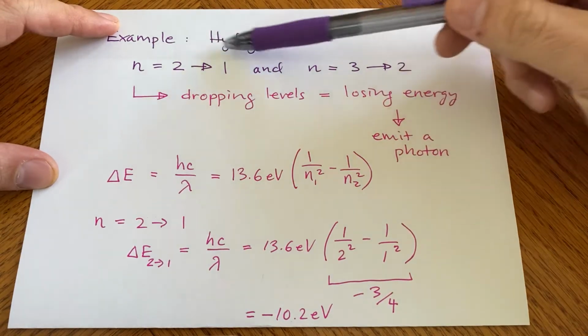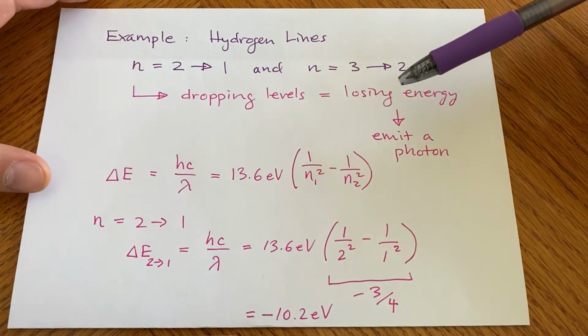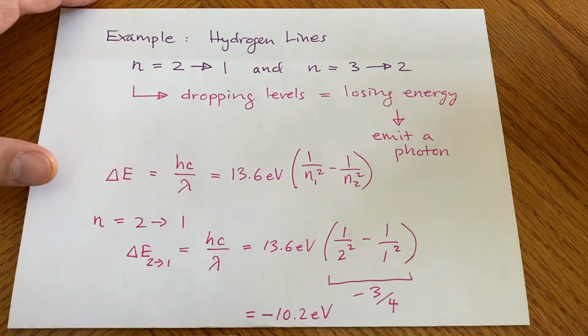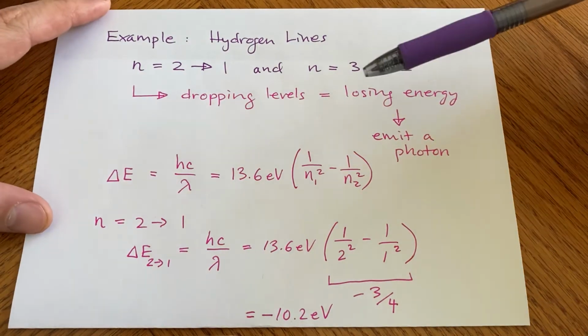Going up in level, so if we went from 1 to 2 and from 2 to 3, that would require the atom or the electron absorbing a photon to gain energy to jump up. So in this case, we're emitting a photon.